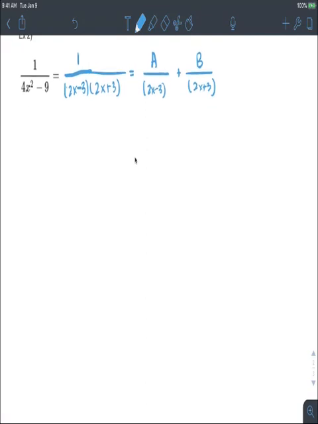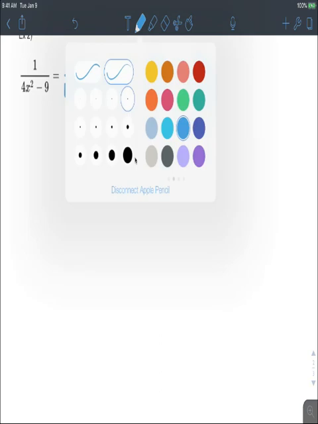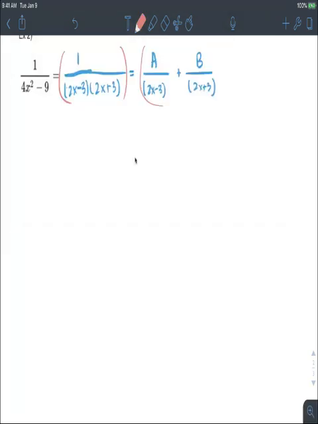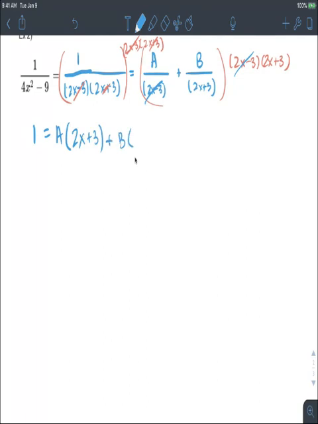All right, so now get rid of your denominators. Multiply by 2x minus 3 times 2x plus 3. Everything should cancel on the left. On the right, so I get 1 is equal to a times, this will cancel with that, so I get 2x plus 3, plus b times, and then I see that that will cancel, leaving me with just that factor, 2x minus 3.